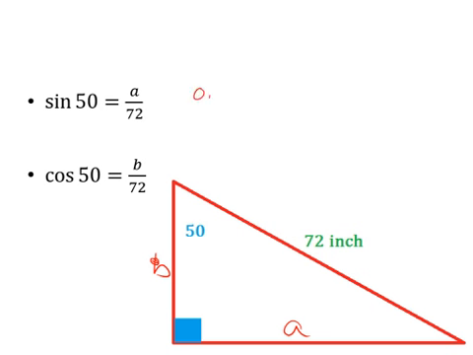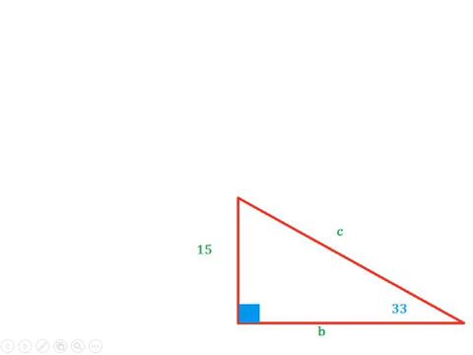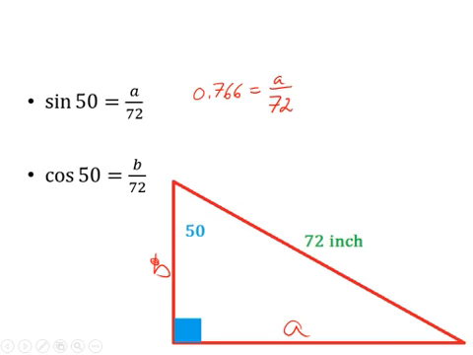So 0.766 is equal to A over 72. And then we'd go through and solve it for that number. Okay, so A would be about 55, and B would end up being about 46 point something. And when you solve them and find what the numbers are, you can check by using the Pythagorean theorem. A squared plus B squared should equal C squared.